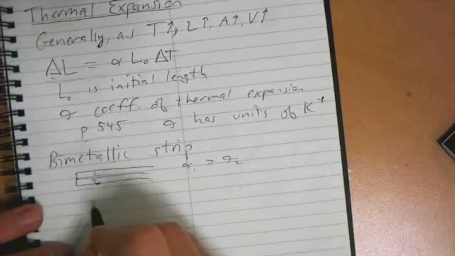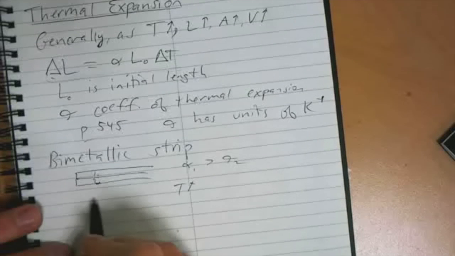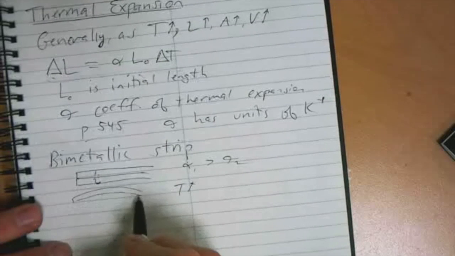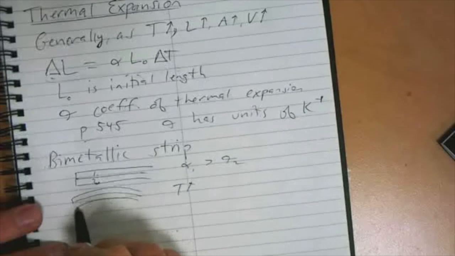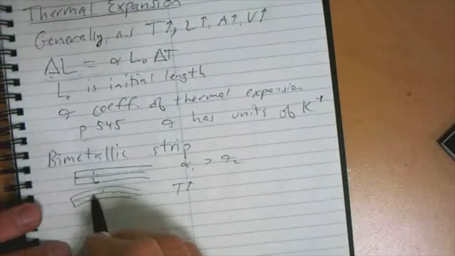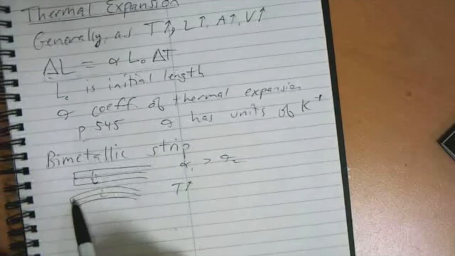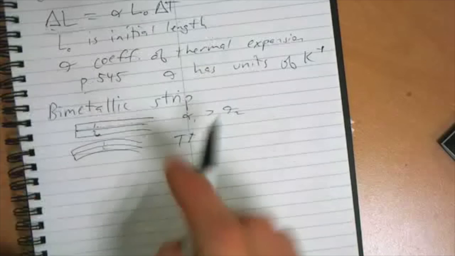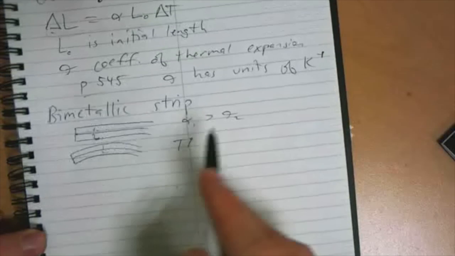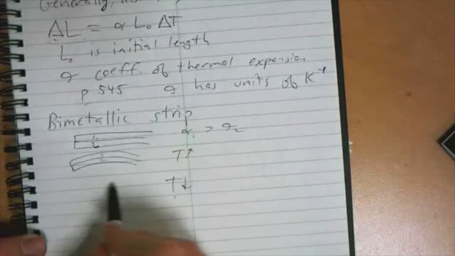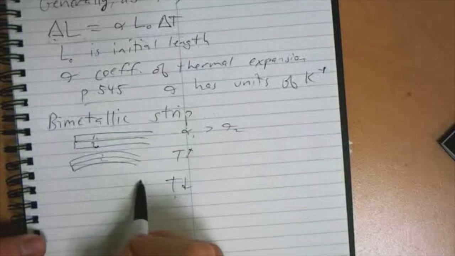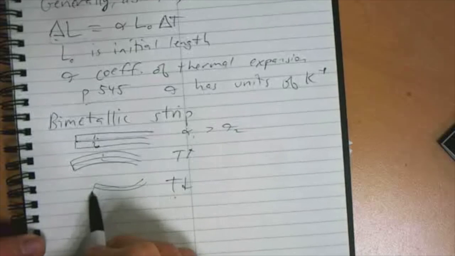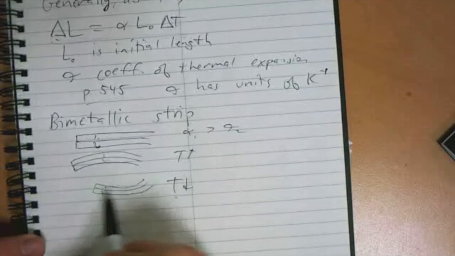So as temperature goes up, 1 gets longer, but they're scrunched together, which means that they wind up curving because they're glued together somehow, so they can't separate. So instead of just stretching out, it gets longer, but then it also kind of yanks 2 along with it. Likewise, as temperature goes down, it would bend the other way because 1 would contract more than 2, and so then it would curve upward.